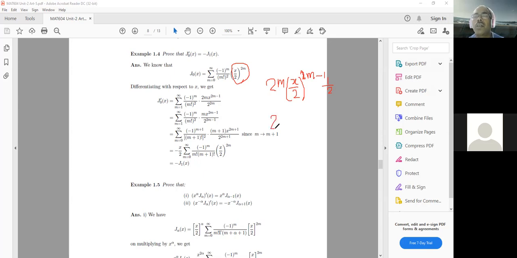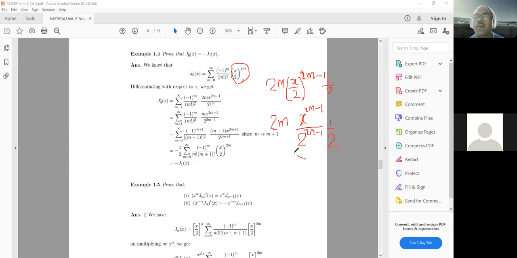I will show you that. This 2m is there, then x by 2 to the power 2m minus 1 can be written as x to the power 2m minus 1, divided by 2 to the power 2m minus 1, multiplied by this 1 by 2 as it is.